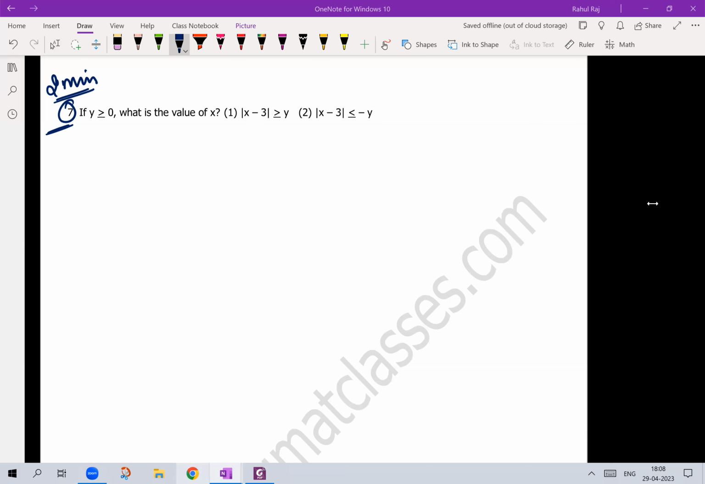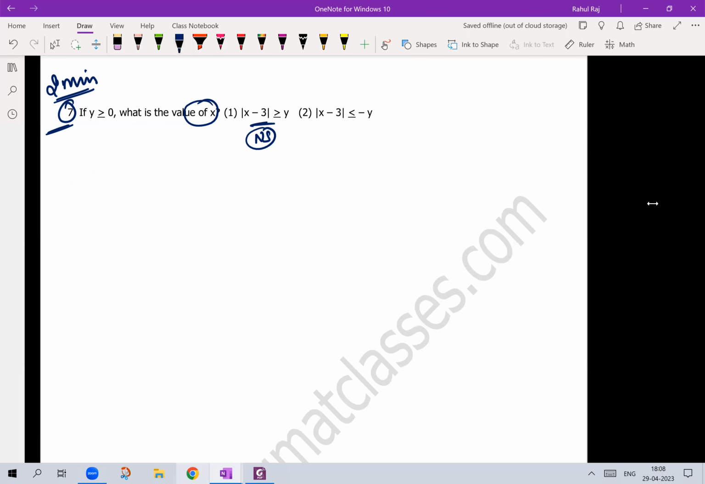Because it says, see here, what is the value of x? They have given you greater than or equal to y. You will never get the value of x, because when you say x is equal to 5, this is called value of x. When you say x greater than or equal to 5, this is called range of x, not value of x. So option number 1 says mod of x minus 3 greater than or equal to y. Just by looking at this, you can say this is not sufficient.